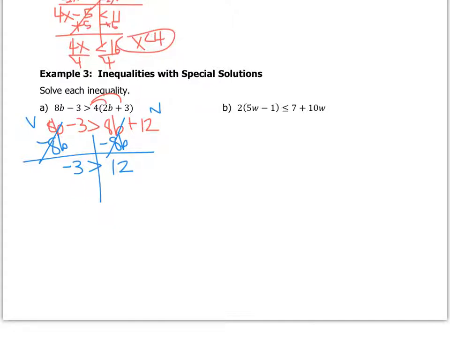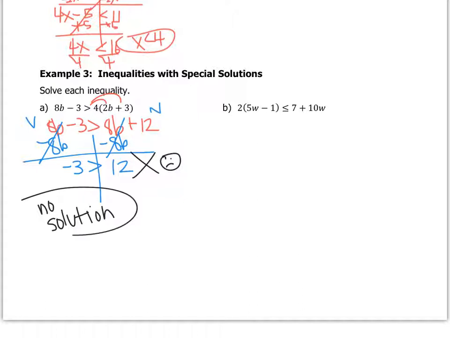So you might look at that and say, where'd the variable go? Something wrong happened. What do I do? You look at the statement that you have. Negative 3 is greater than 12. That is obviously not correct, because negative numbers are not greater than positive numbers. So this is an example of back in chapter 1 when we had things that were no solution. Since I get a false statement, since this is not true, there's no solution to this inequality.